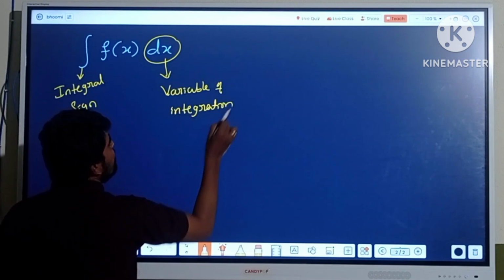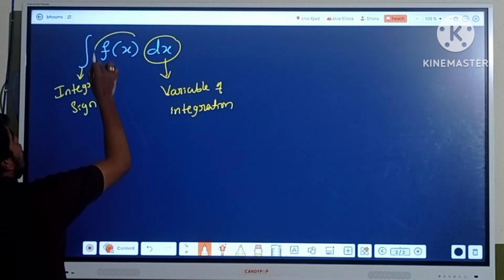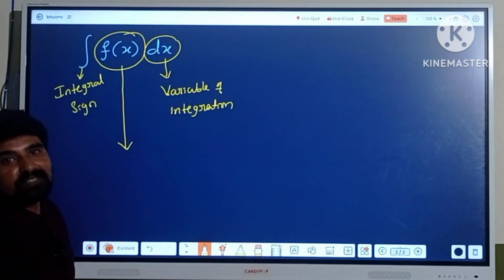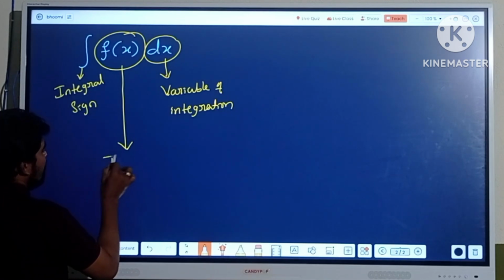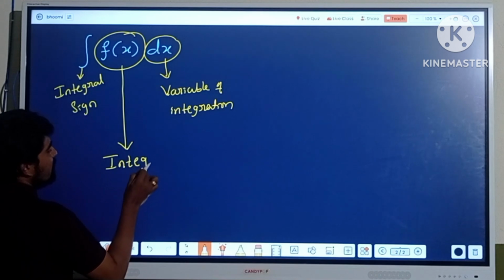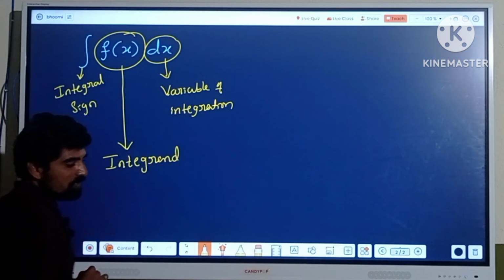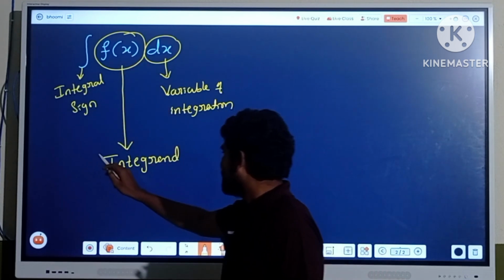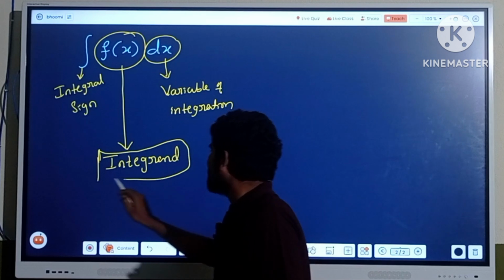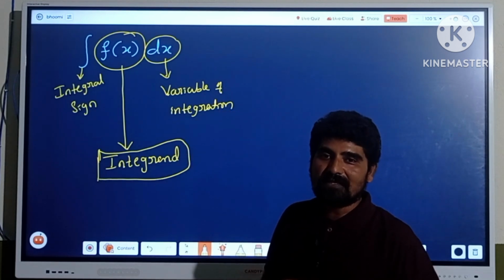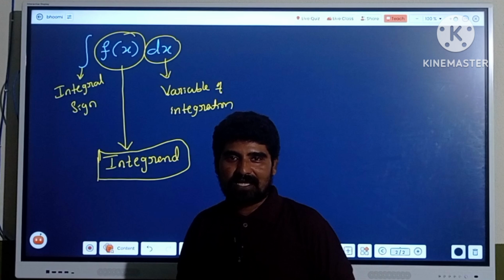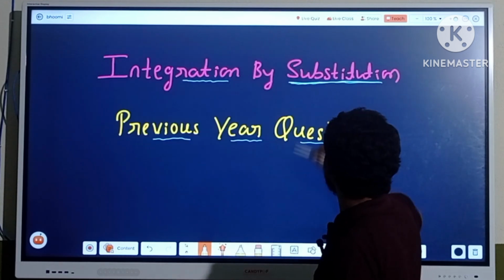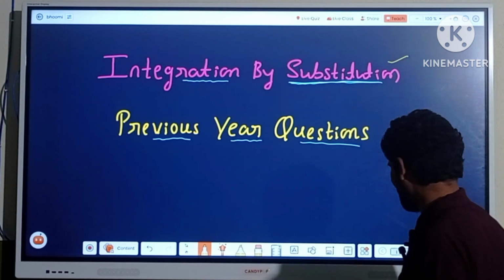And see here, f(x), the function which is going to be integrated, is called the integrand. So if in any integral problem the integrand involves a function and its derivative, then we use the integration by substitution method. I hope all of you are understanding.